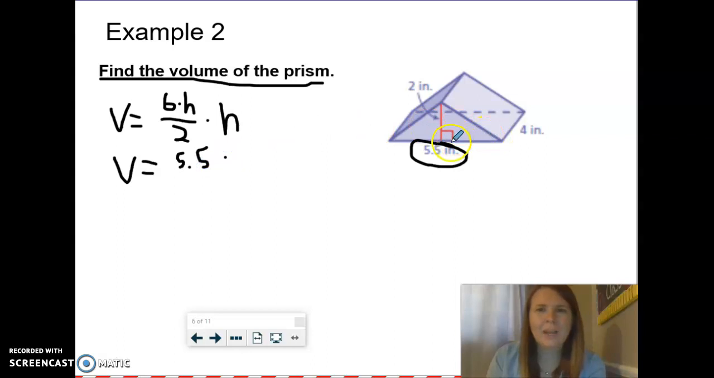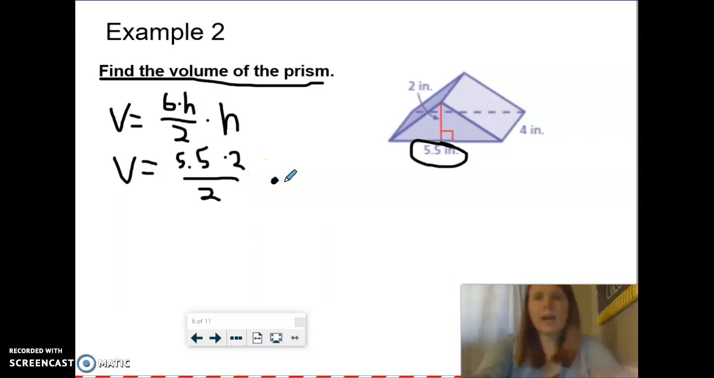And my height of the triangle is 2. And I'm going to divide that by 2. And then I'm going to multiply all of this by the height of the prism. So if I was to flip it over so that the base, the part that this prism is sitting on, is the triangle, my height is going to be this other measurement of 4. So I'm going to multiply all of this by 4.